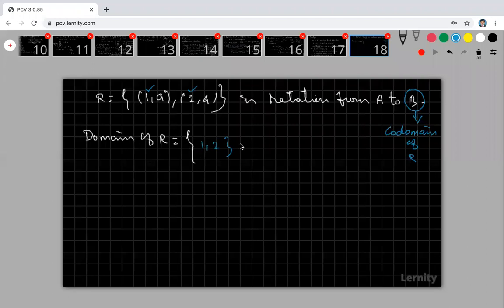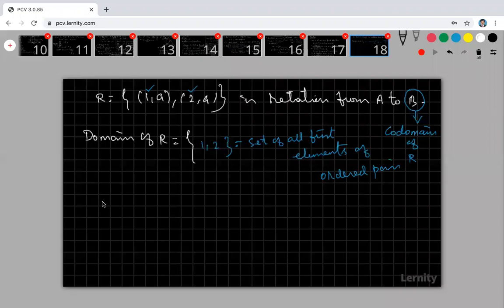The set of all first elements, that is my domain. The set of all first elements of the ordered pairs in the relation. Okay, right. Come to the range.